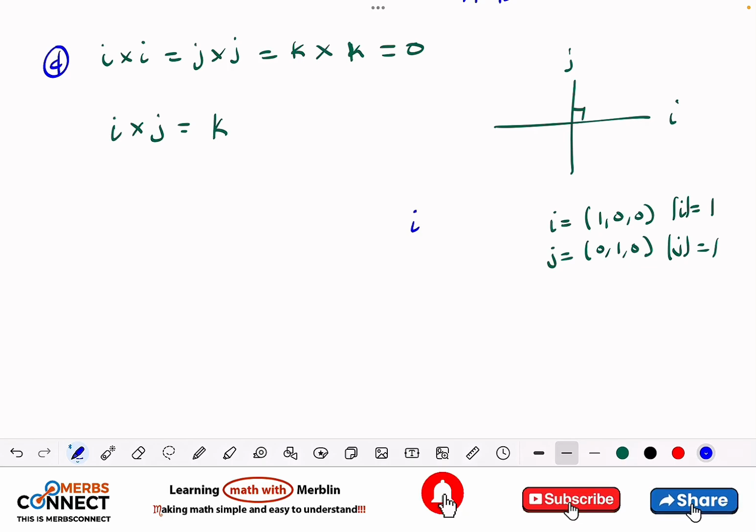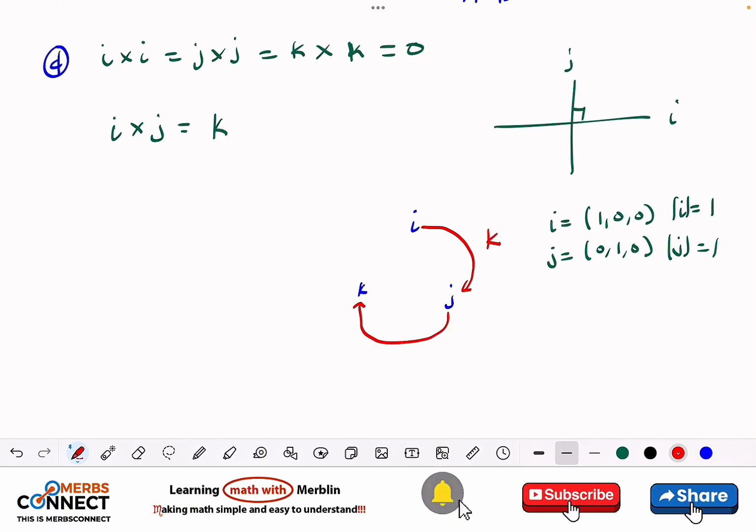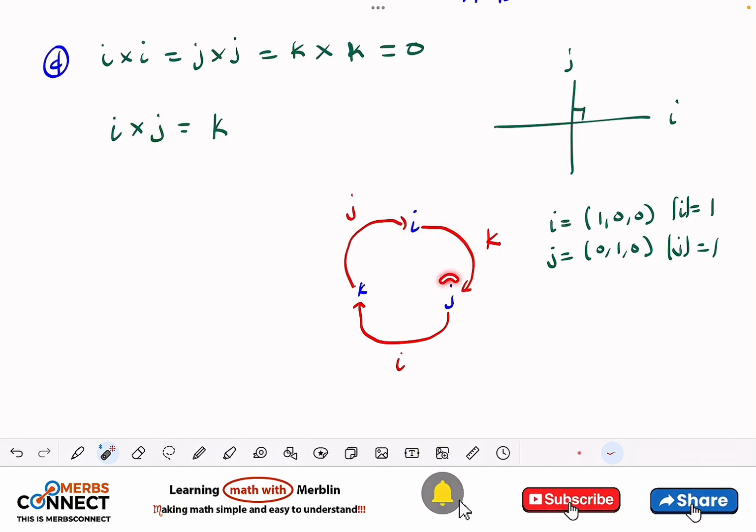So let me pick my i, let me pick my j, and let me pick my k. So it goes like this. i to j is going to give us the k, right? And then j to k is going to give us the i. And then k to i is going to give us, which one is missing? j. Good. So let's go right hand. So it means that i cross j is going to give us k. j cross k is going to give us i.